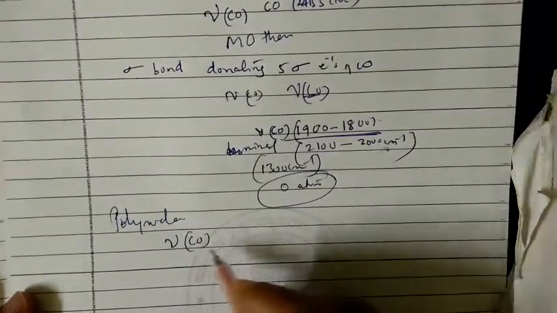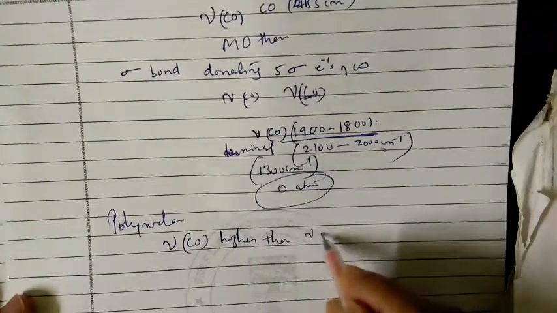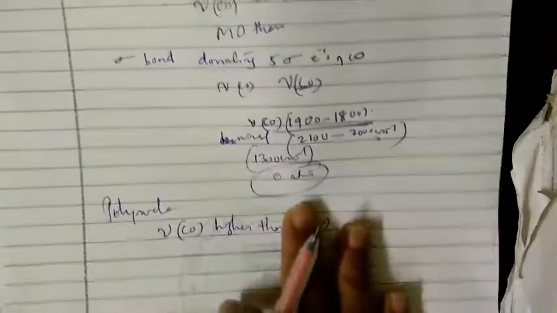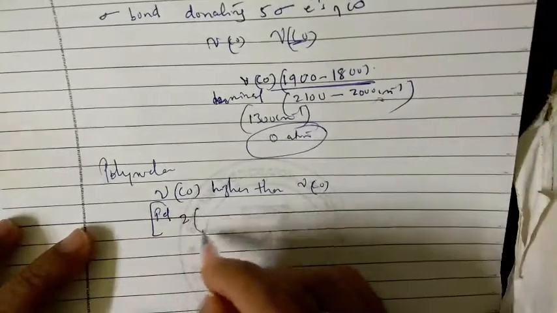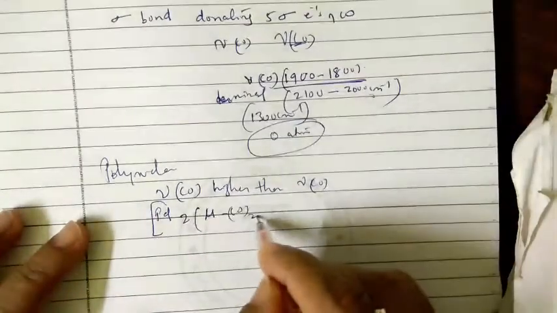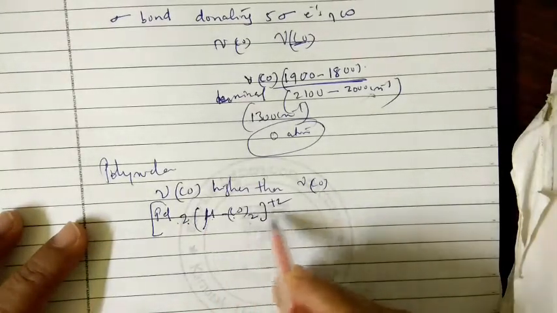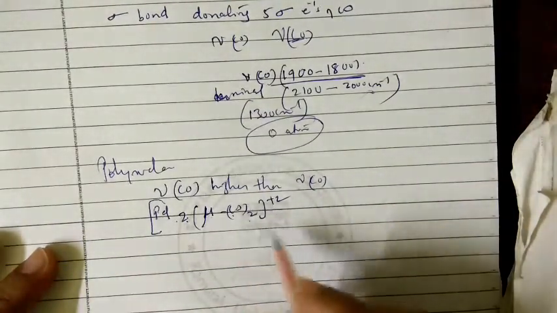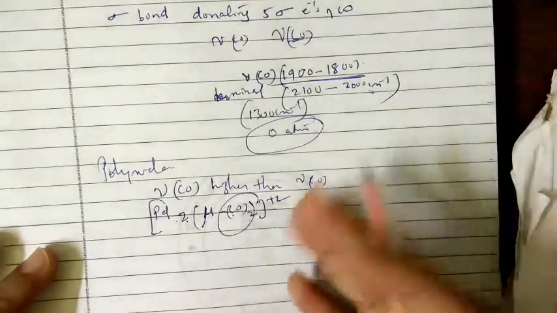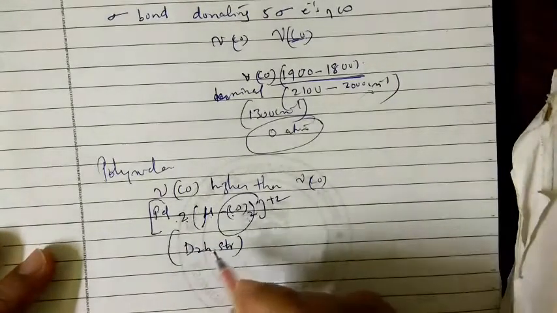In general, terminal carbon monoxide frequency is higher than the bridging carbonyl frequency. Thus, if you see palladium, Pd2 mu-CO twice plus 2 complexes, mu means bridged, which contain two bridging carbonyls with no terminal. This is having two carbon monoxide, but there is no terminal carbon monoxide here. That is a D2h structure.